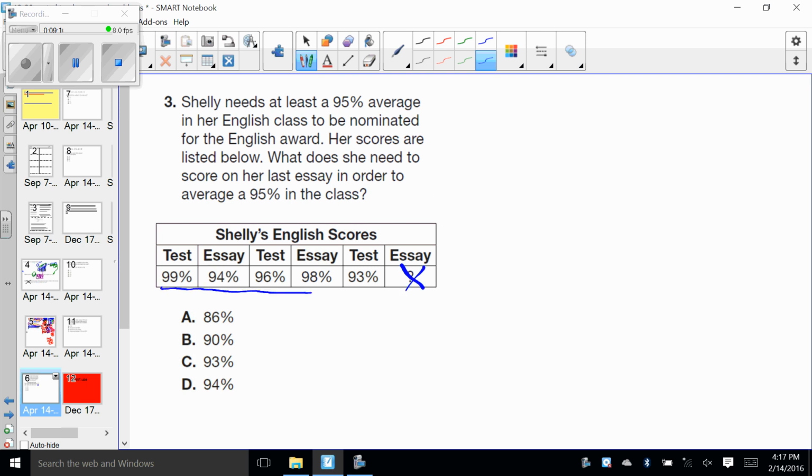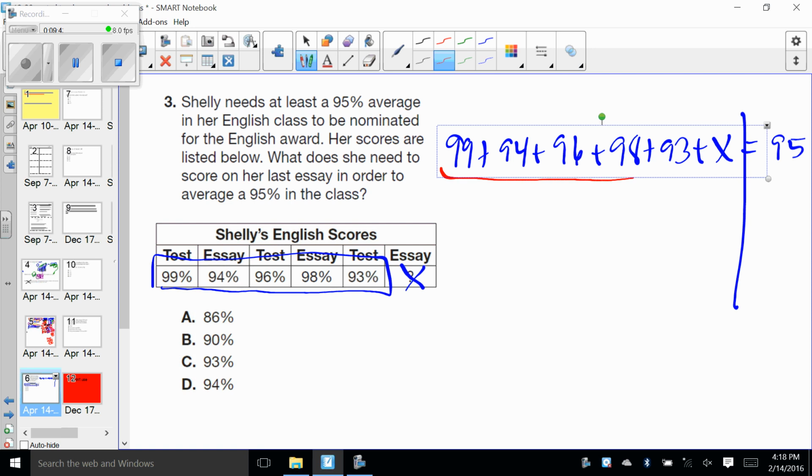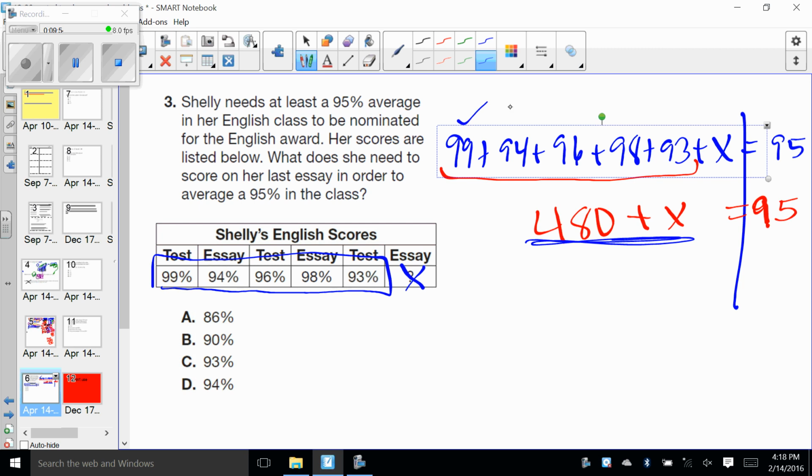We're going to add all of these up. This is that hand method that we just worked on. 99 plus 94 plus 96 plus 98 plus 93 plus x. And we know the average has to be 95% she needs. When we add all of these up, we get 480. Make sure you're getting 480 plus this unknown x. The average has to be 95. So to get the average, we have to divide by 1, 2, 3, 4, 5, 6 scores. Dividing by 6 scores.